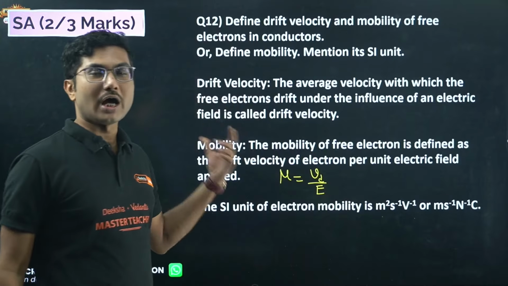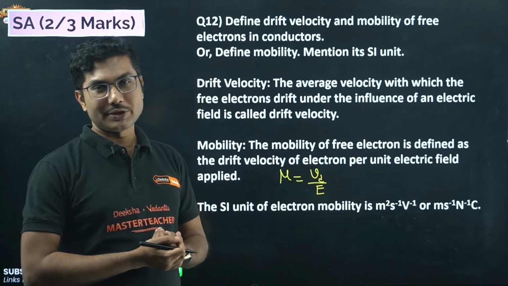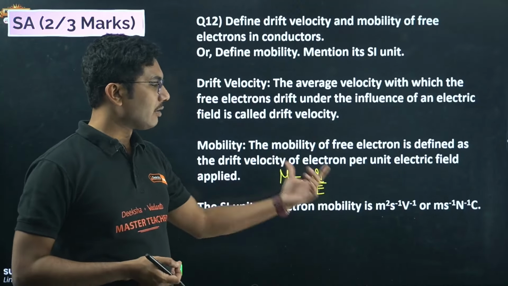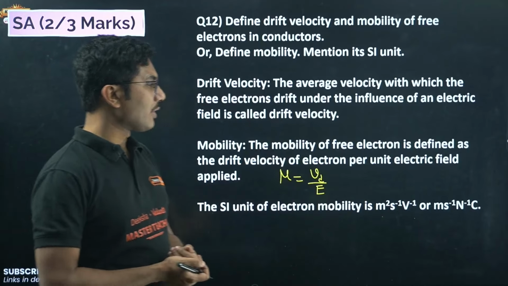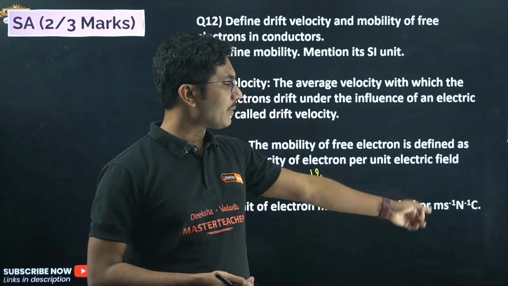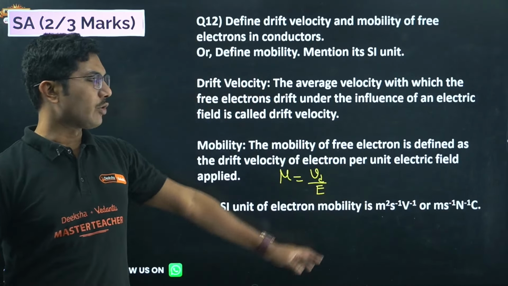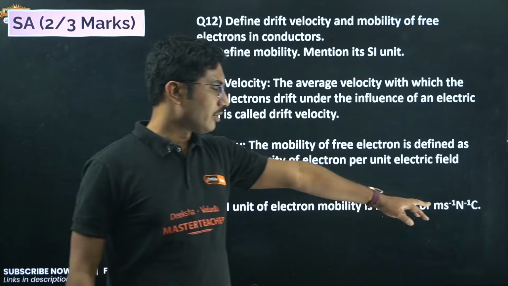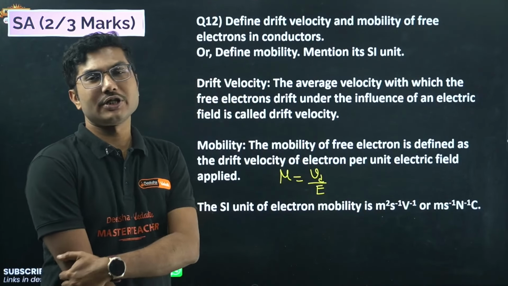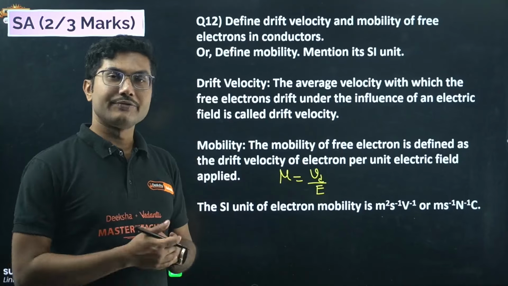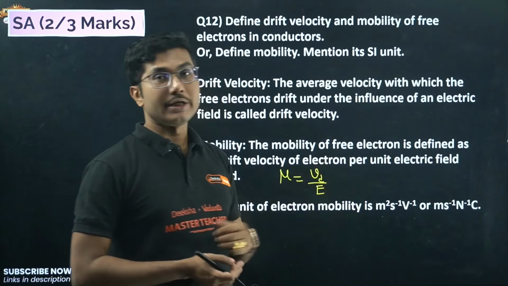Okay, so this is the mobility, how quickly an electron can move from one place to another when an electric field is applied. The SI unit of mobility is meter square per second per volt, or meter per second per Newton into Coulomb. Okay, so you can remember any one of the units, but it is very essential that you remember one of them. Okay, because the unit of mobility is a very common question that might come in your pre-board.